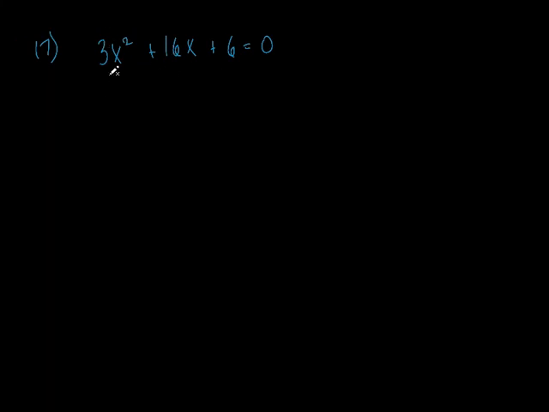First of all, I don't like this coefficient in front of the x squared. When I complete the square, I always want that to be a 1. So I'm going to get rid of that, and I can get rid of it by dividing everything by 3. Now remember, we're dividing everything by 3, even the 0, correct?